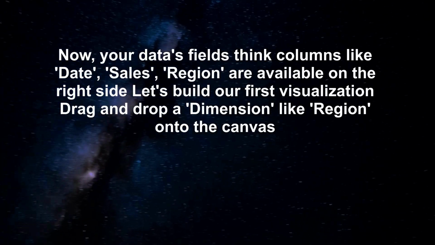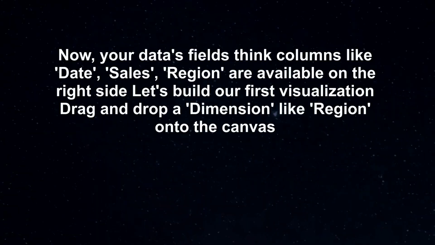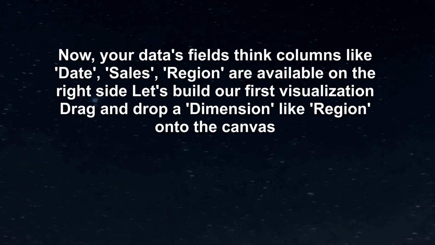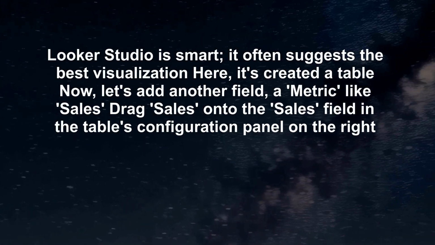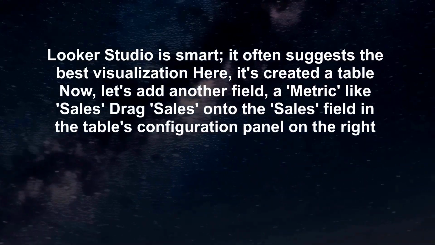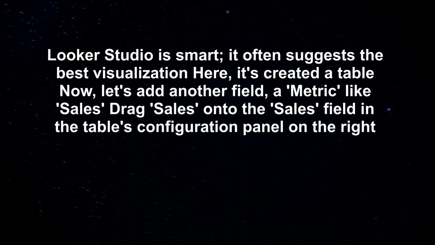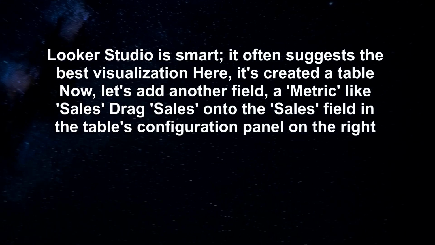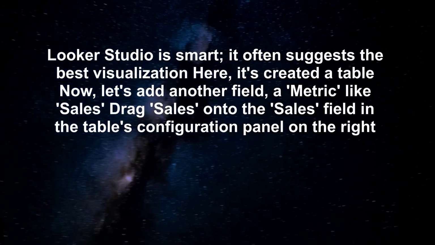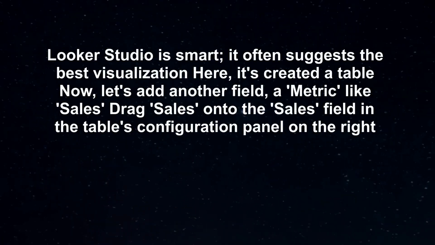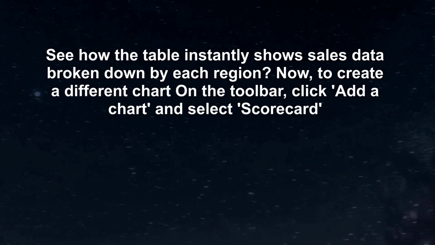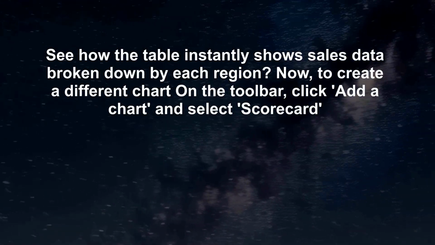Let's build our first visualization. Drag and drop a dimension like region onto the canvas. Looker Studio is smart. It often suggests the best visualization here. It's created a table. Now, let's add another field, a metric like sales. Drag sales onto the sales field in the table's configuration panel on the right. See how the table instantly shows sales data broken down by each region.